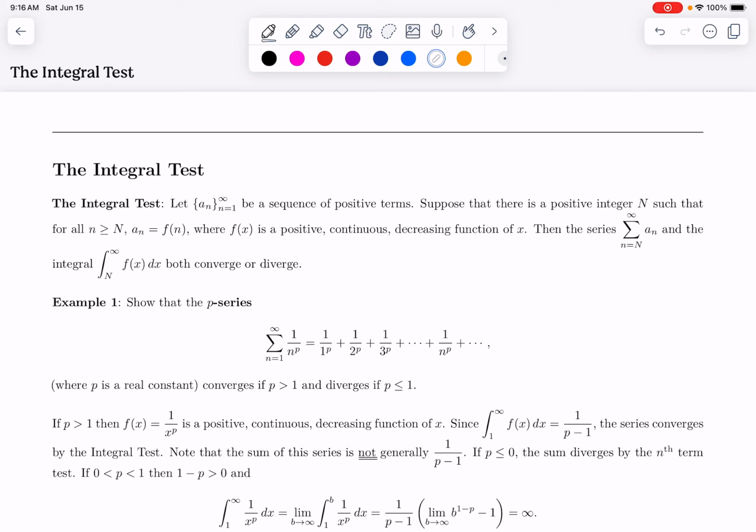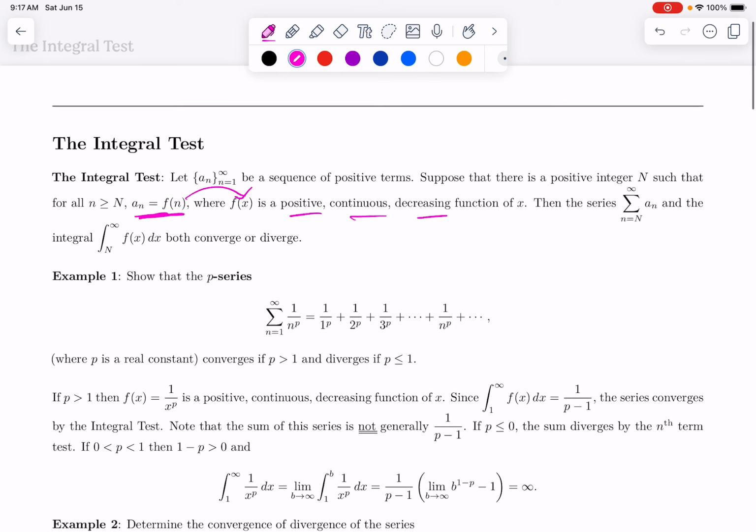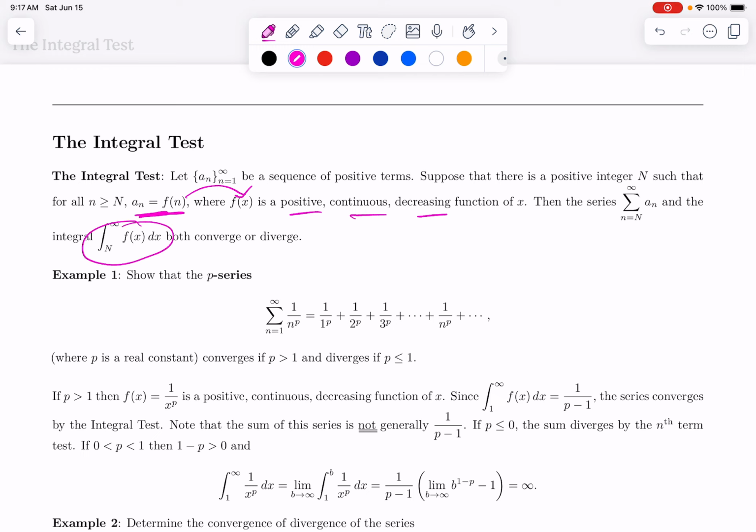So I would say when we have a series a sub n where it starts at 1 and goes all the way to infinity, we're supposing that there's a positive integer n such that n equals 1 is less than or equal to the value of n. And we have to know that if we're talking about a sub n equaling f sub n, we can then determine if f of x has to be positive, continuous, and decreasing based on the function x, okay? So based on that, whether or not this integral converges or diverges, we can then determine whether or not the series converges or diverges.